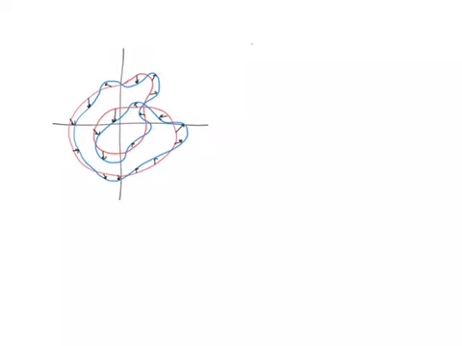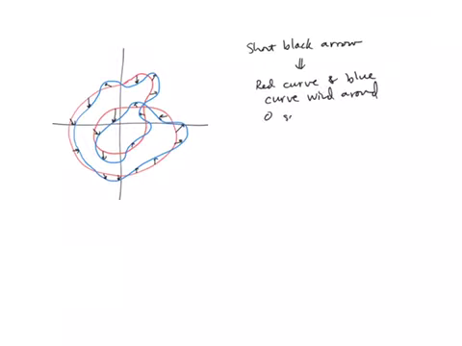So a short black arrow is going to, of course, imply that the red curve and blue curve wind around the origin, wind around 0, the same number of times.